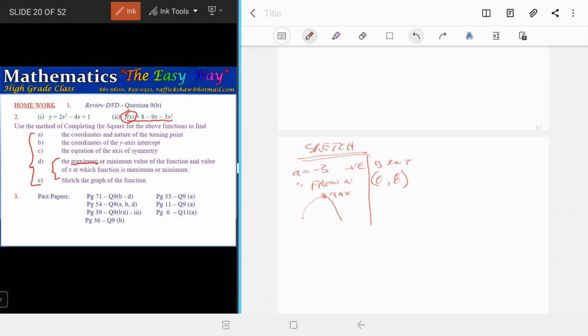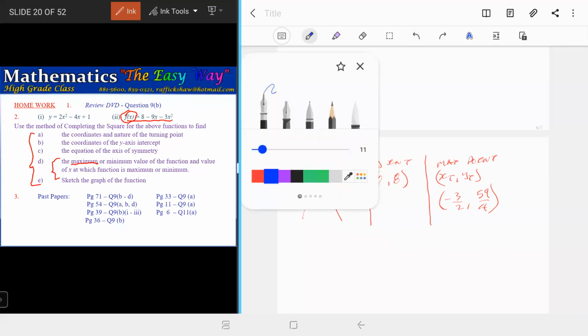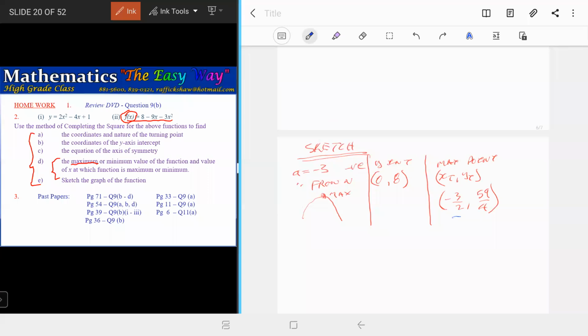We get these two pieces of information from the standard form, the a and the c. And now that we have completed the square and got the vertex form, we know that the maximum point is (xt, yt). Xt is negative 3/2, and yt is 59/4. So this is where the maximum turning point is located. It turns here. That's the point where it turns.